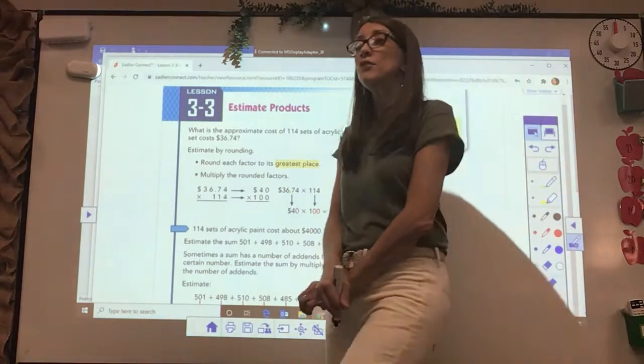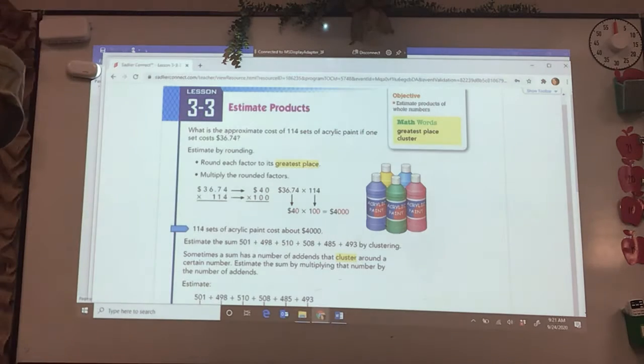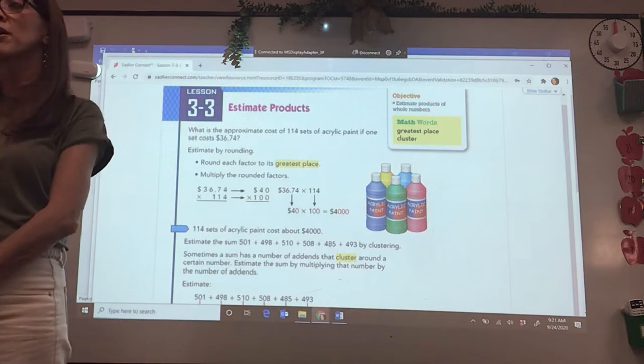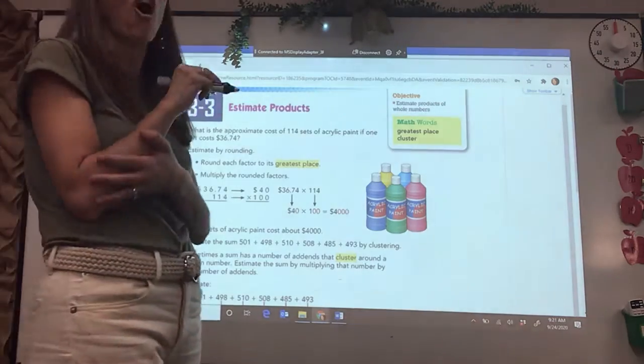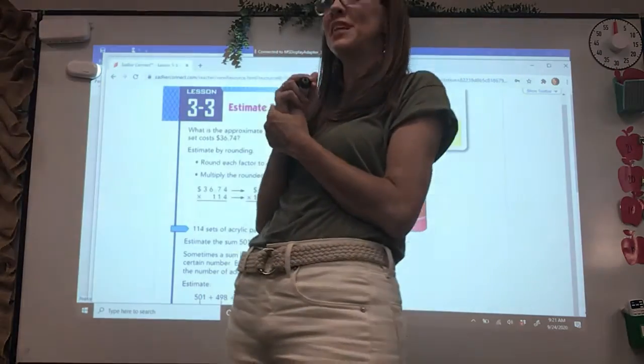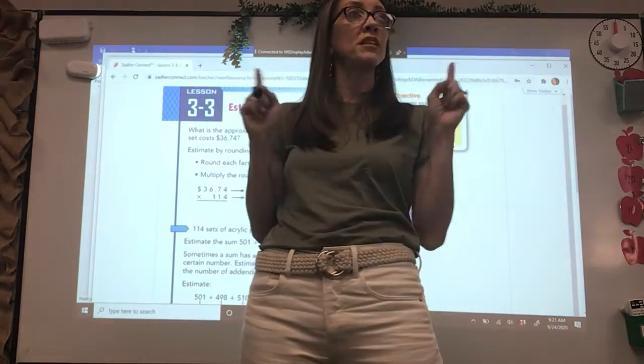I want all expo markers down. All right, if you decide to be doodling during the math lesson, you will owe me a dojo dollar. You should never touch your expo marker until we're doing the examples. During the lesson, I get to have all eyes, all ears up here for this 15 minutes. Most important part of math is right now during these 15 minutes.